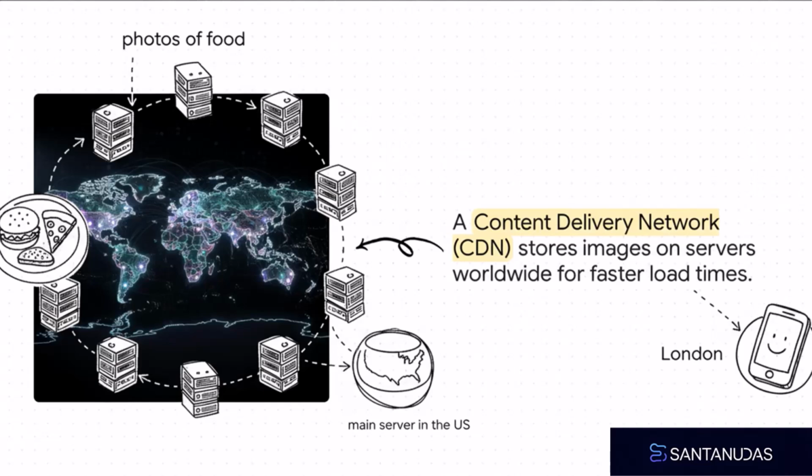Now, what about all those delicious-looking food photos? Those are big files. For that, we use a content delivery network, or a CDN. This is basically a network of servers spread all over the globe that stores copies of our images. So a user in London gets the picture from a server in Europe, not from our main server back in the US. And the result? The app feels lightning fast for everyone, everywhere.